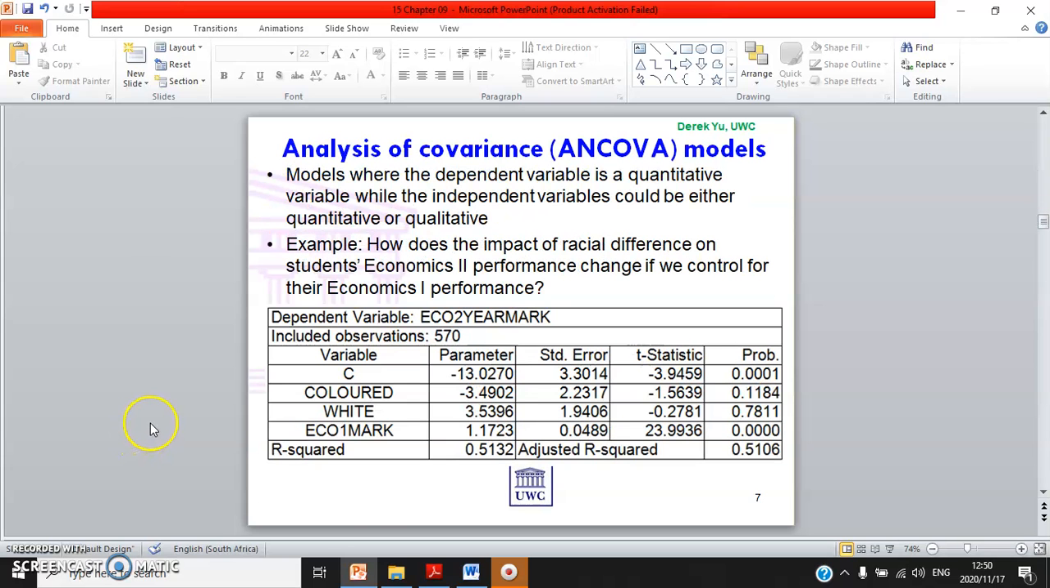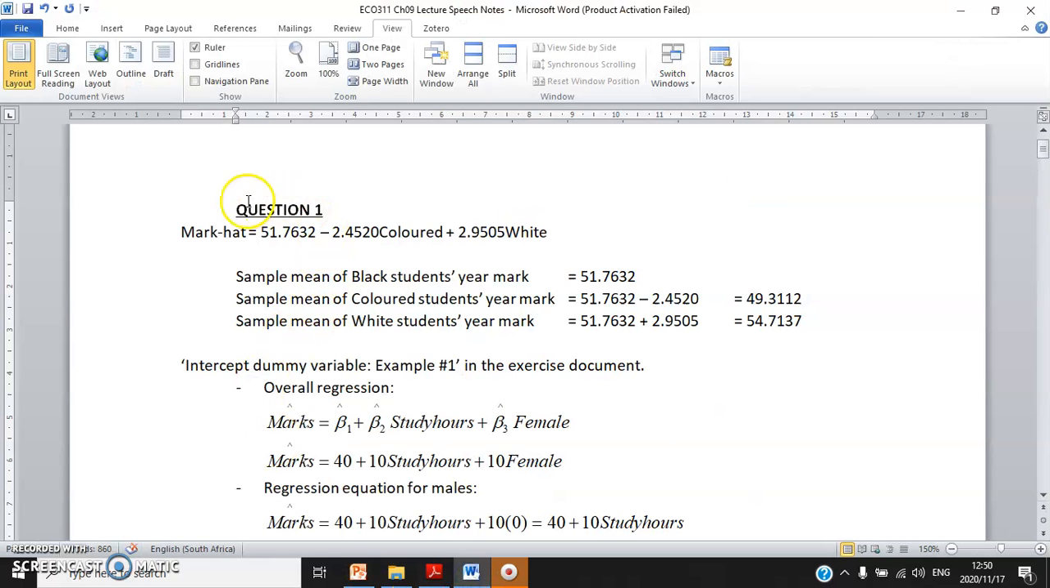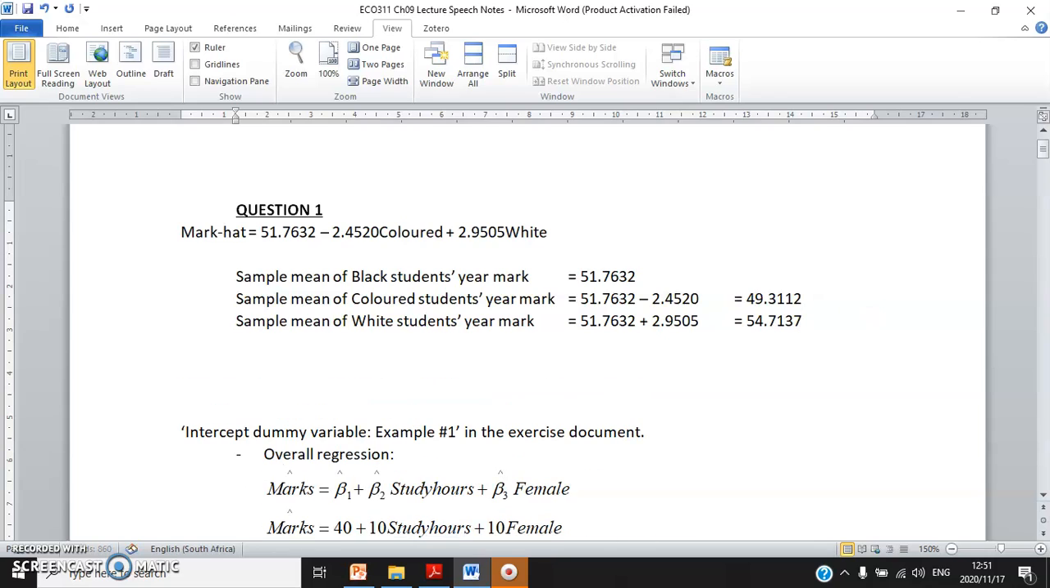And then I think there is a question. So I'm going to do question 1 here. Okay, so this is the sample regression function. Marks hat explained by 2 dummy variables, colored and white. I think I simplified this question. I just assume for this hypothetical country, there are only 3 popular ethnicity groups, blacks, coloreds, and whites. And then you can make use of this regression to derive the sample mean of Y or the sample mean of marks for each group.